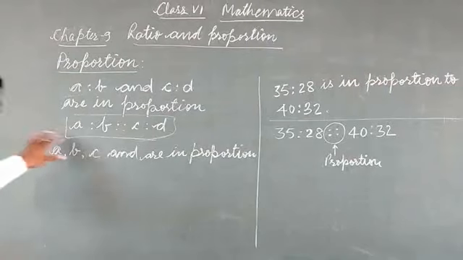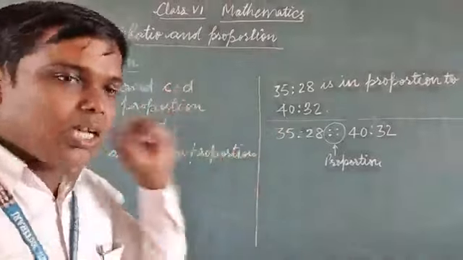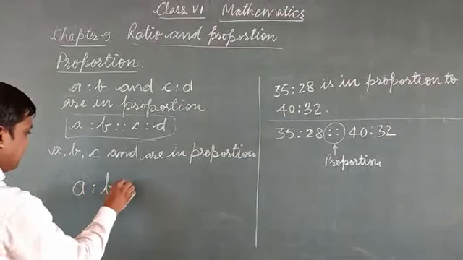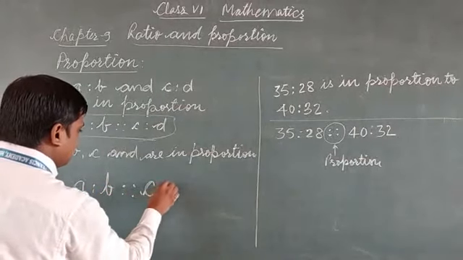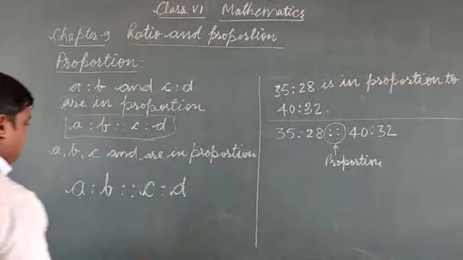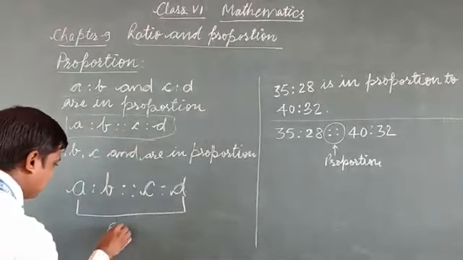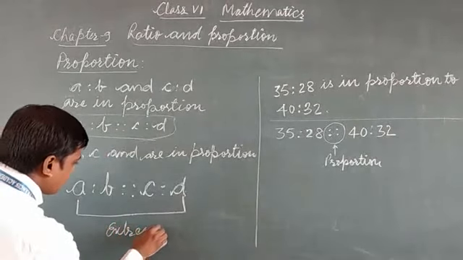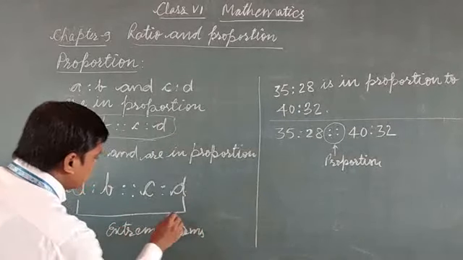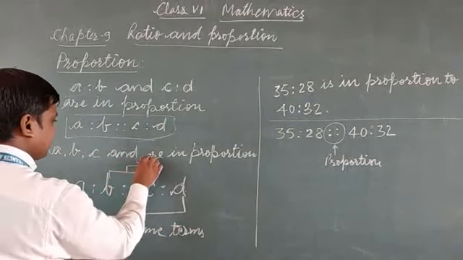Always remember, these terms of ratios are always in order, and if it is written A is to B proportion C is to D, then these two are called extreme terms. And these two are called mean terms.